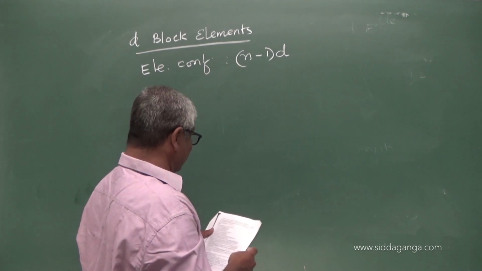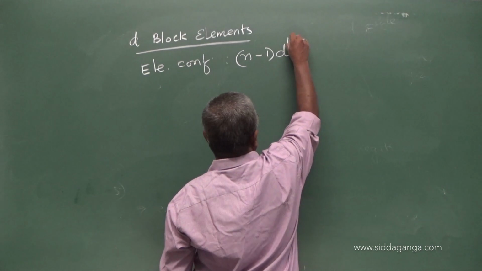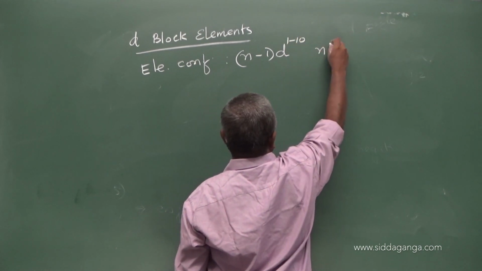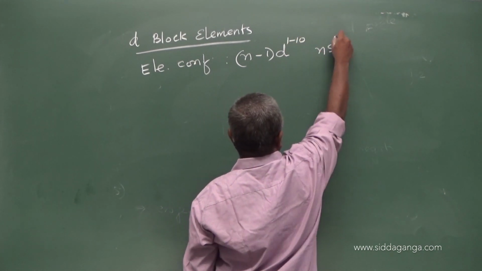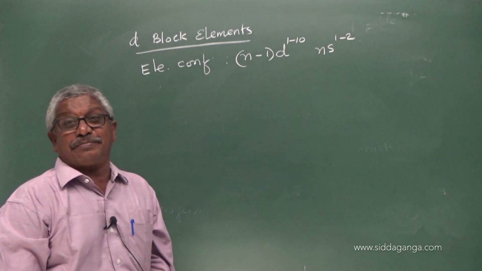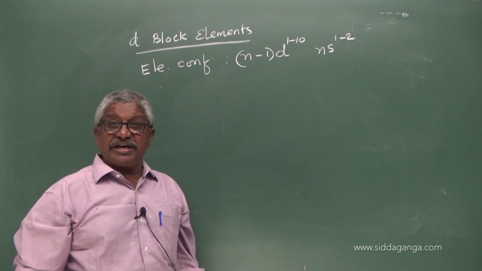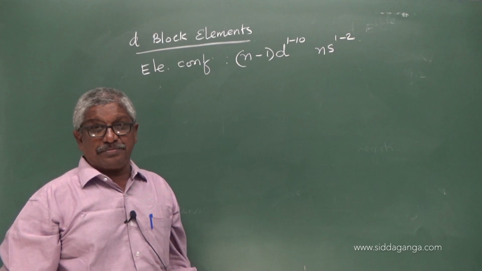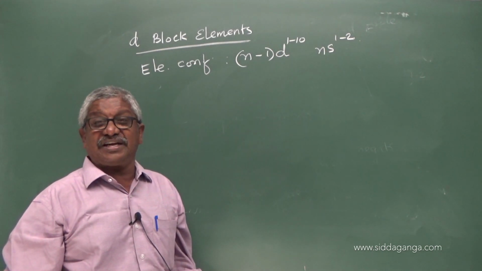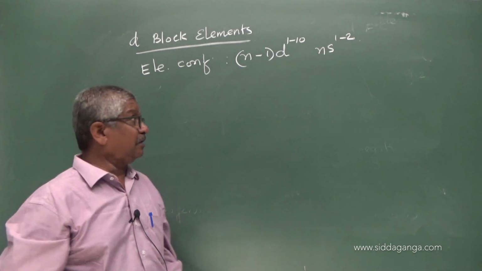So the penultimate orbital is being filled. Then (n-1)d 1 to 10 and ns 1 to 2 is the electronic configuration for the d block. It may be 1 electron, or 2 electrons, or 3 electrons, up to 10 electrons. 10 groups will be available.